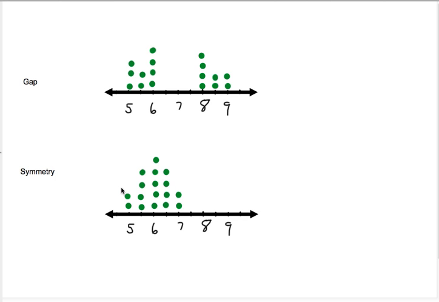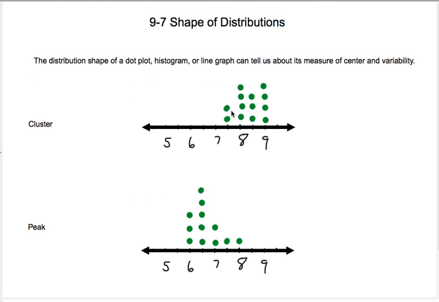And so you can use the average, the mean, the median, the mode as a good description of what's going on in the data. When you're looking at a cluster, a cluster is going to help us describe the data well with a mean or a median, maybe a mode, because all the data is kind of in the same area. And then a peak, the mode is going to be helpful in describing that, and maybe the average, maybe the median, but the mode is really helpful when talking about a peak.